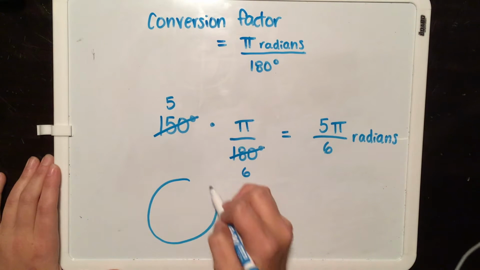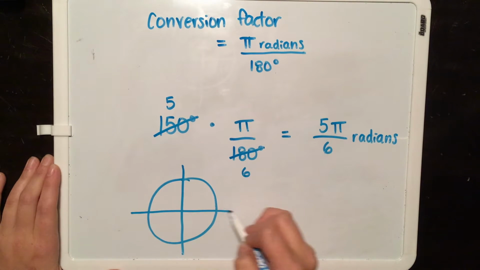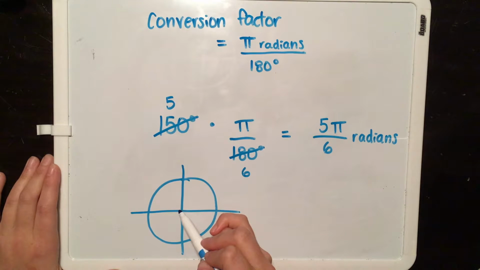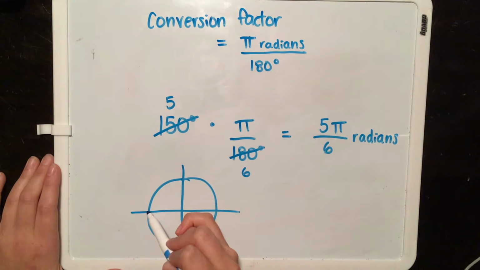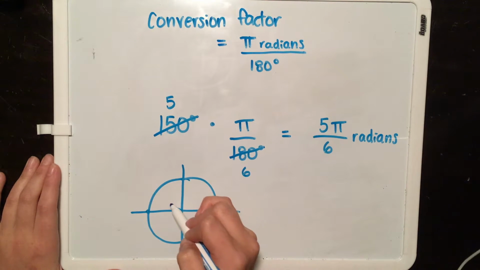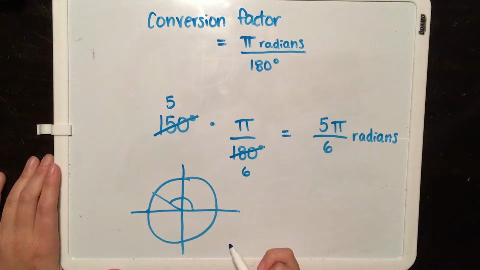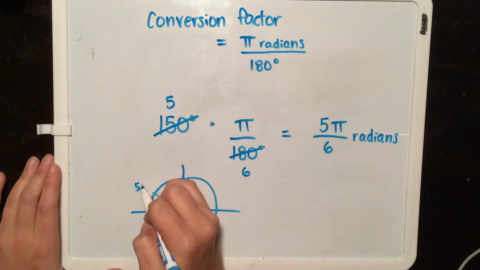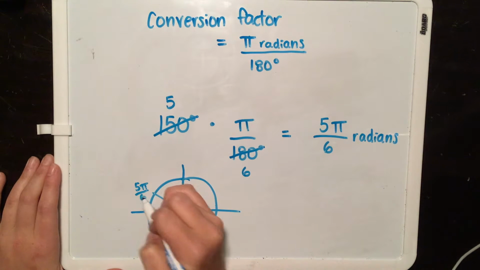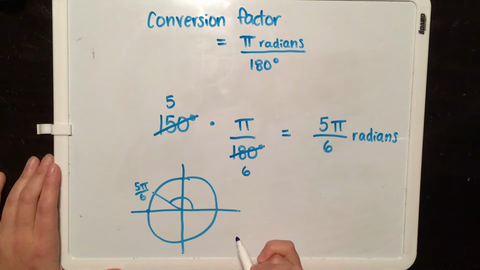And on the unit circle, 150 degrees is 30 degrees away from 180. So it's about here. This is 150 degrees, and it's also 5 pi over 6 radians.